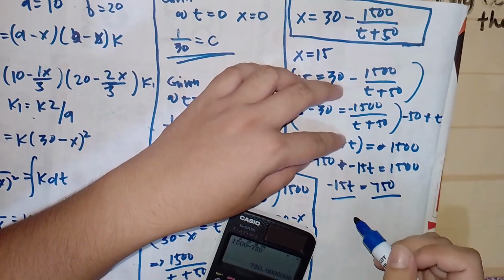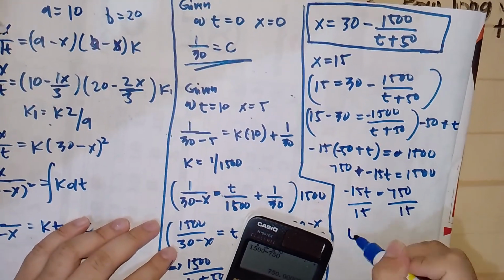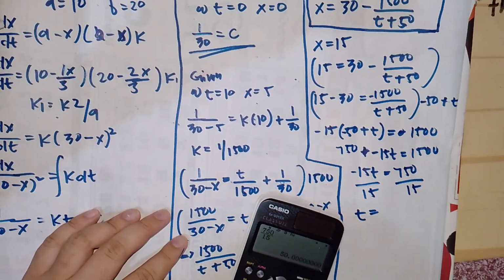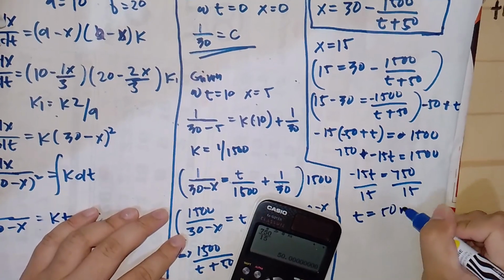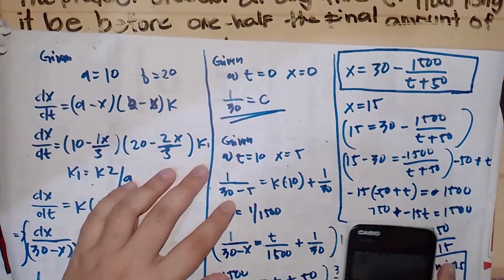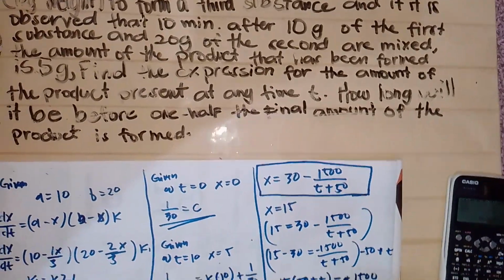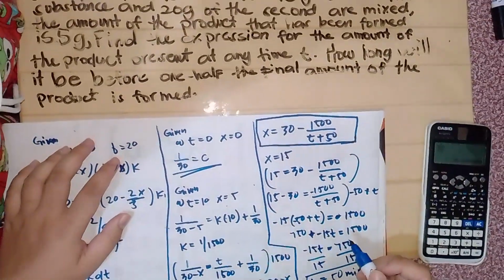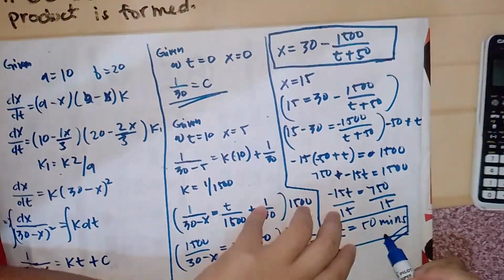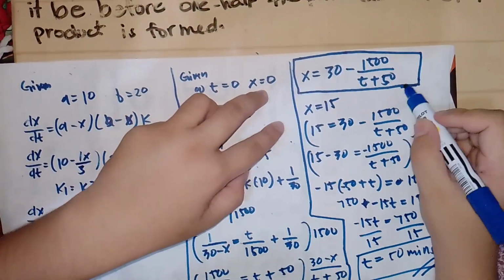So divide both sides by 15. So t is now equal to 750 over 15, which is 50 minutes. Therefore, it will be 50 minutes before half the final amount of the product is formed. So this is for the time, and this is for the expression for the amount of the product.